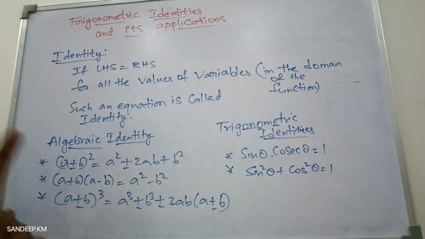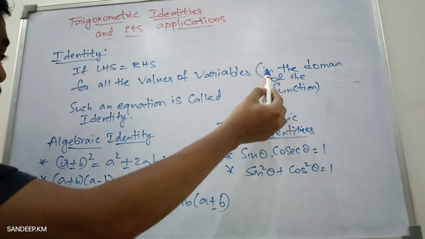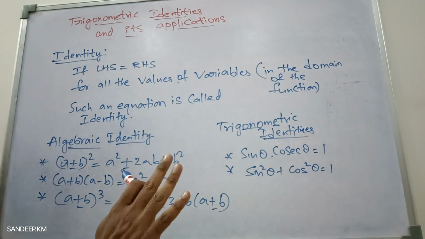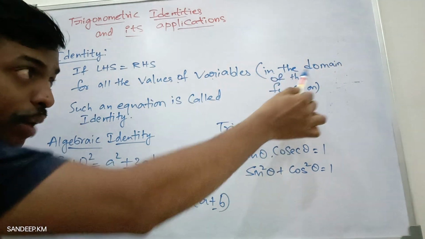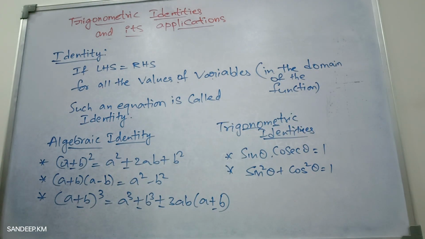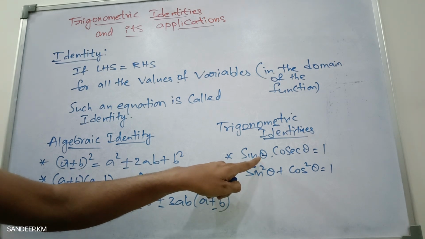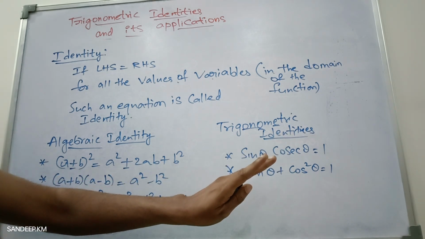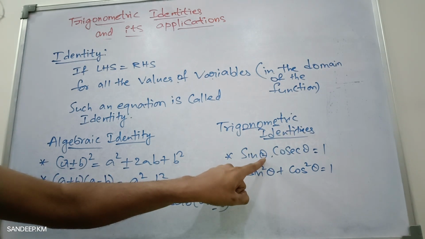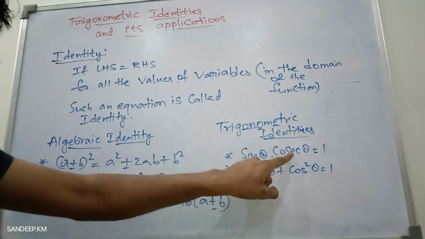But one thing you have to remember: the values of the variables which you take must be in the domain of the function. What is the meaning of it? Someone can say, sir, can I take any value of theta here? Of course, you can take any value of theta, but the value of theta must be in the domain of sin theta and also cosec theta.